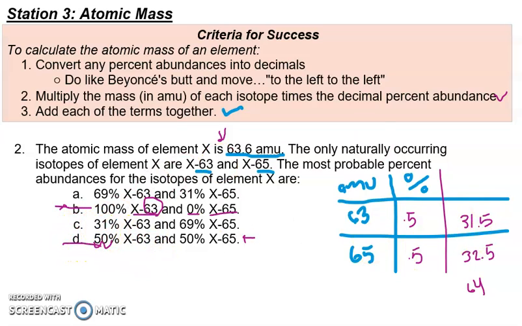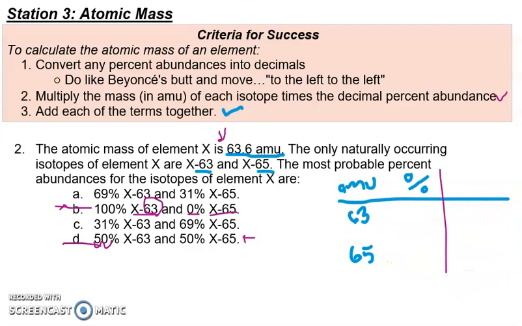Let's look at C. Let me erase these things right here. Oh, not that one, but it's fine. I'm just erasing everything, huh? It's fine. All right. So C says that I have 31% 63, so that means 0.31 of 63, and I have 0.69 of 65.